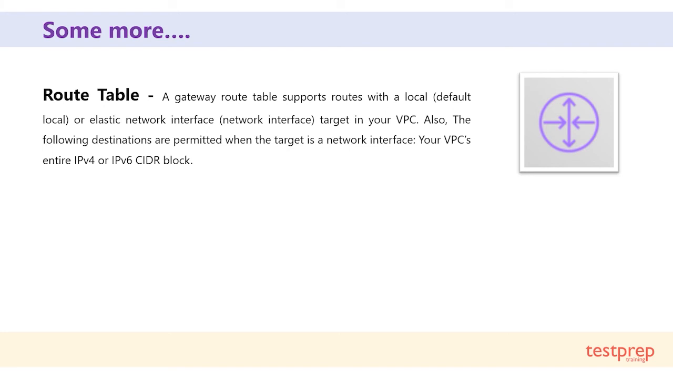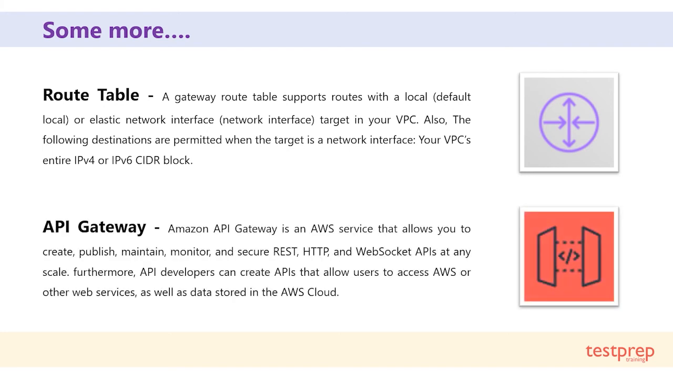Next, API Gateway. Amazon API Gateway is an AWS service that allows you to create, publish, maintain, monitor, and secure REST, HTTP, and WebSocket APIs at any scale. Furthermore, API developers can create APIs that allow users to access AWS or other web services, as well as data stored in the AWS cloud.